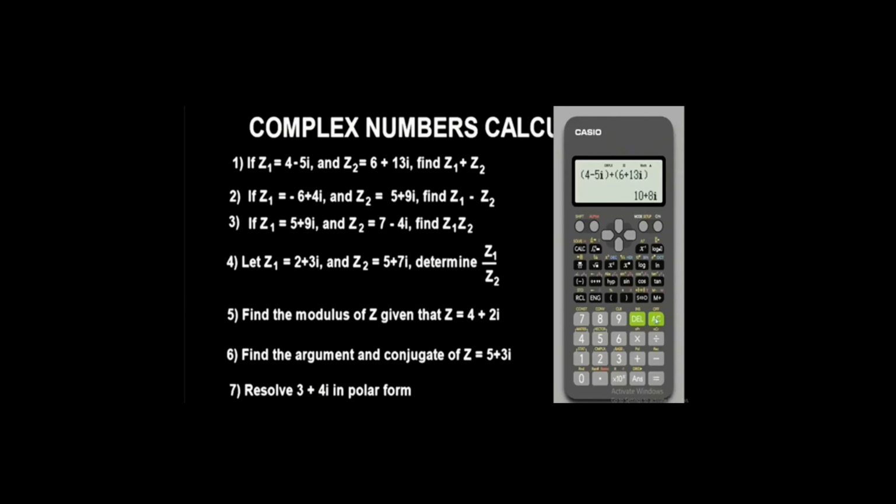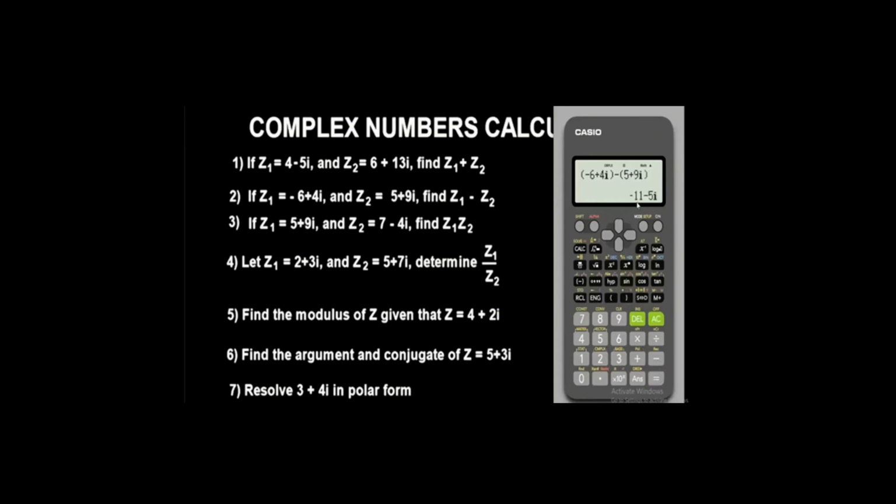Now for question 2, we have z1 to be this, z2 to be this, find z1 minus z2. So subtraction now, in bracket we have minus 6 plus 4i. Okay, then we have subtraction, put minus here, in bracket 5 plus 9i. So that's it, guys. Press equal to.